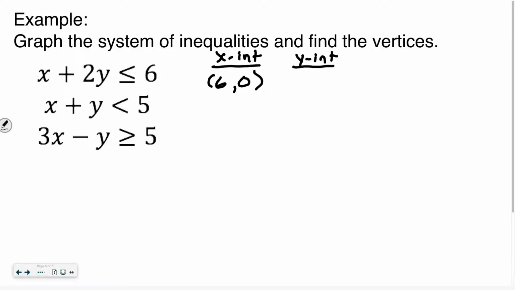And if you want the y-intercept, plug 0 in for x. Well, that would just be 0 plus 2y, which is 2y equals 6, so the y-intercept is 3. I also call that my cover-up method, where I just cover up the other variable. So if I want the x-intercept for x plus y, cover up y, x equals 5. That would be at (5, 0). And the y-intercept will be at (0, 5).